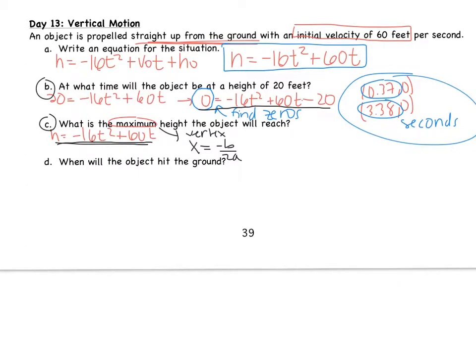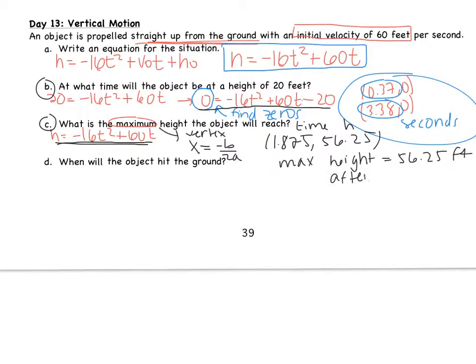Okay, so again, our maximum happened at 1.875, comma, 56.25. Now, remember that your x is time and that your y is height. So we would say that our maximum height is 56.25 feet after 1.875 seconds. So that would be for part C.